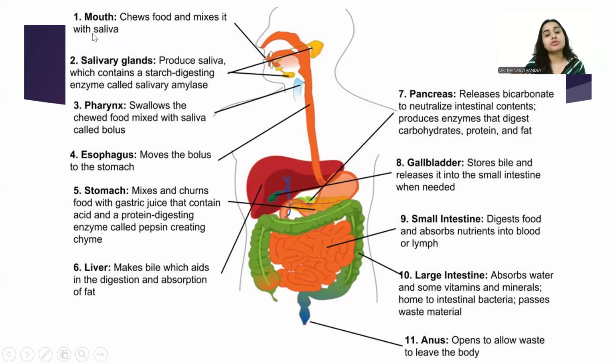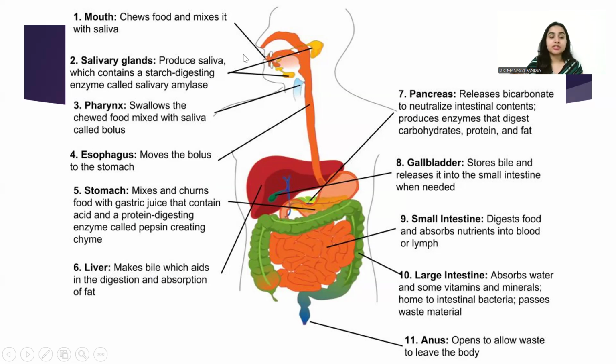As we think of digestion, the common concept is that digestion happens inside the stomach. No, the digestion starts as soon as we consume the food, as soon as the food enters our mouth. So the mouth helps in chewing the food and it mixes the food with saliva. Salivary glands produce saliva which contains salivary amylase which helps in the digestion of starch. The pharynx swallows the chewed food mixed with the saliva, which is called bolus.